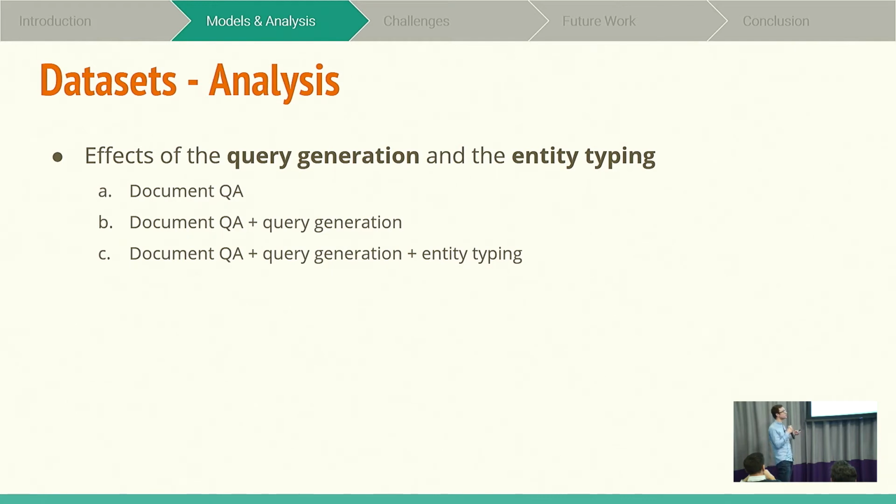In order to analyze the results, we use an ablation test. We wanted to know how important each module is, how much power it gives to the final model. In the first setting, we use just document QA. In the second setting, document QA with our own query generation module. And in the last setting, we use everything.